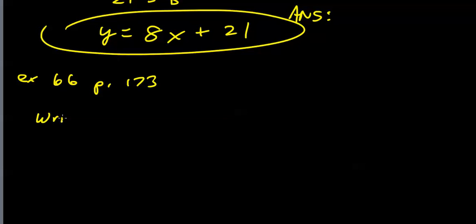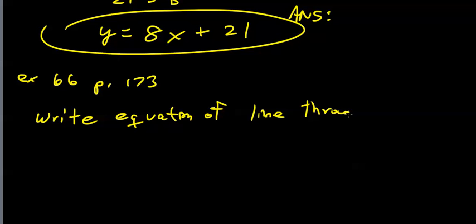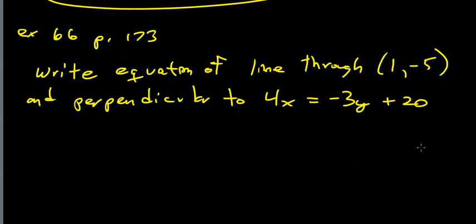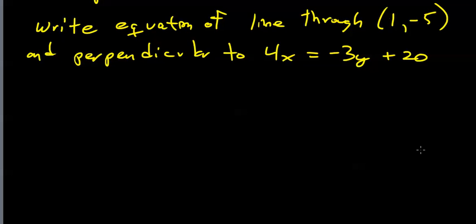Let's see, this one's a little harder. So we are asked to write an equation of a line through a given point, through 1 comma minus 5, and perpendicular to this line, 4x equals minus 3y plus 20. Alright, there is the task at hand in this problem.